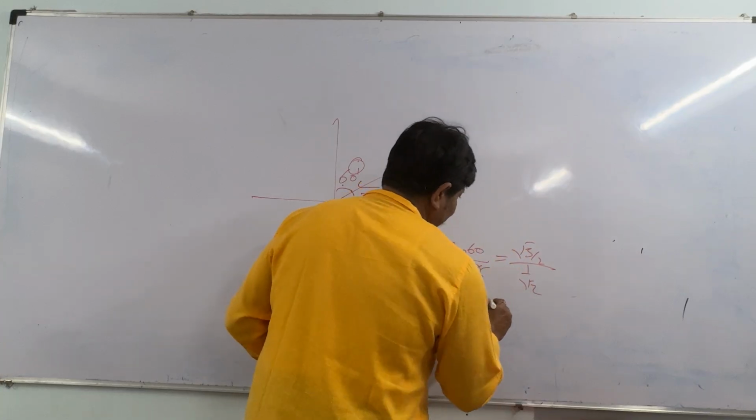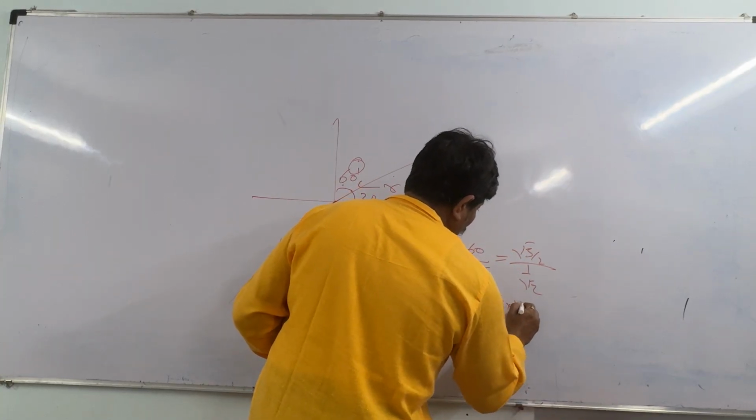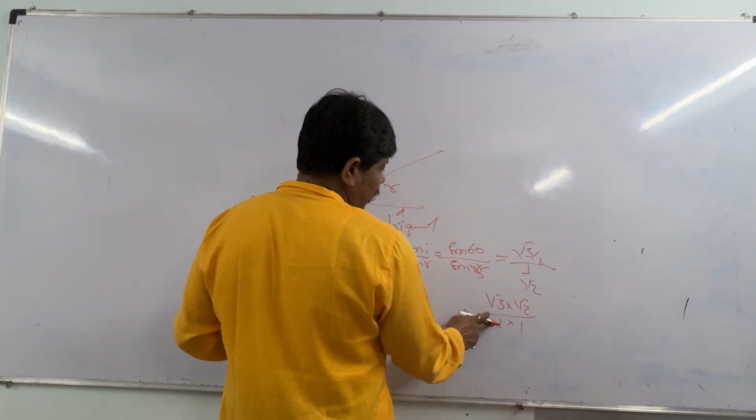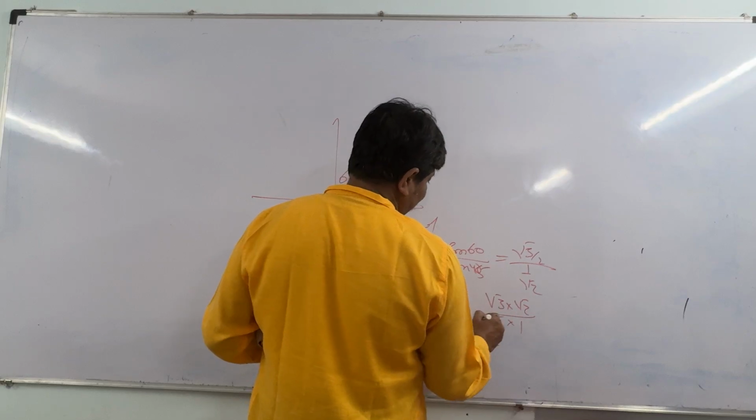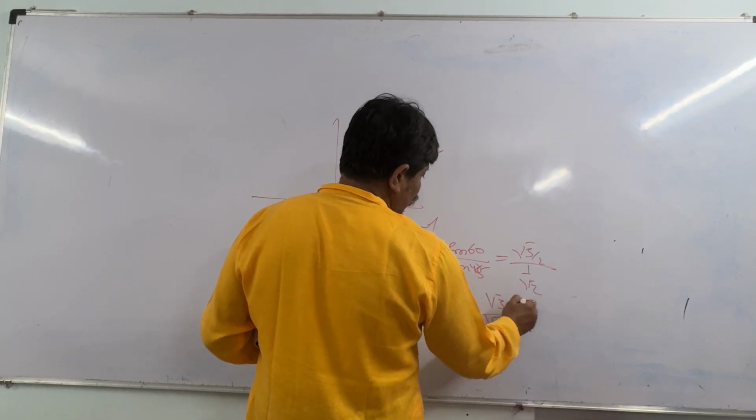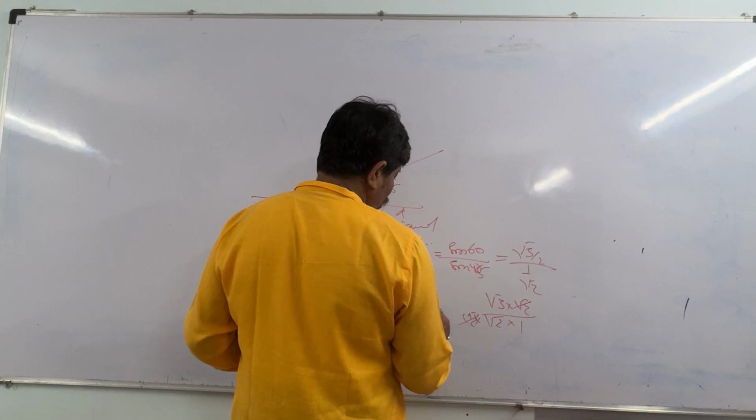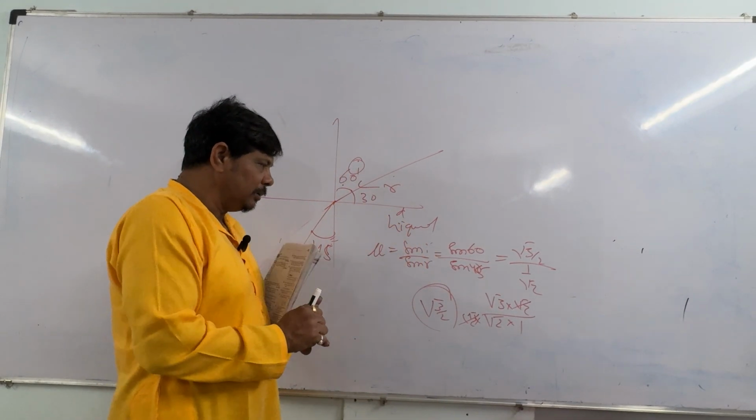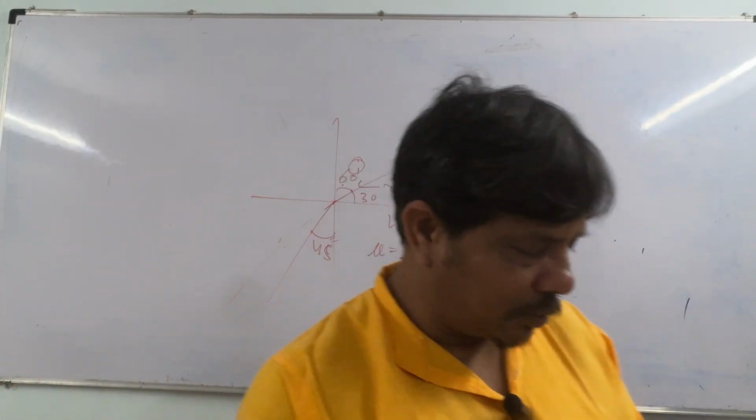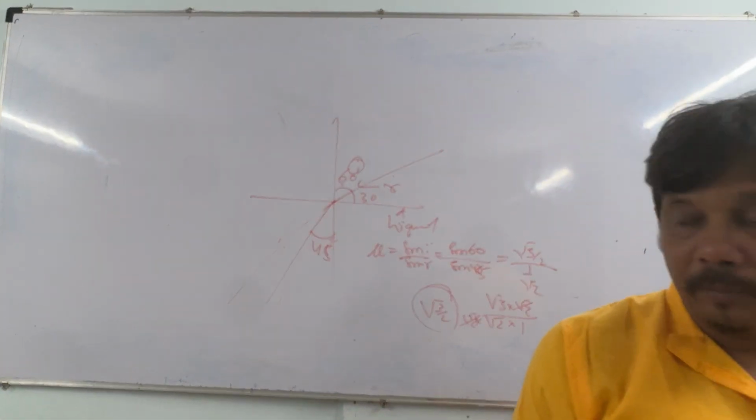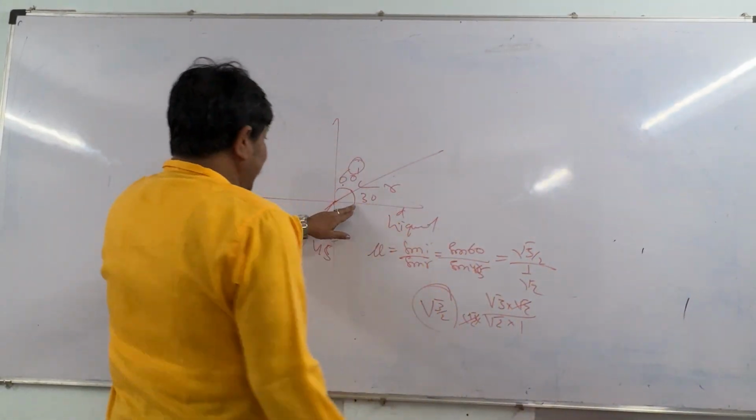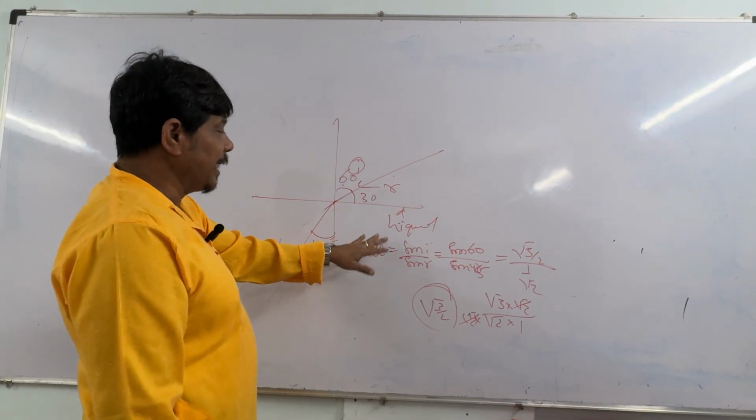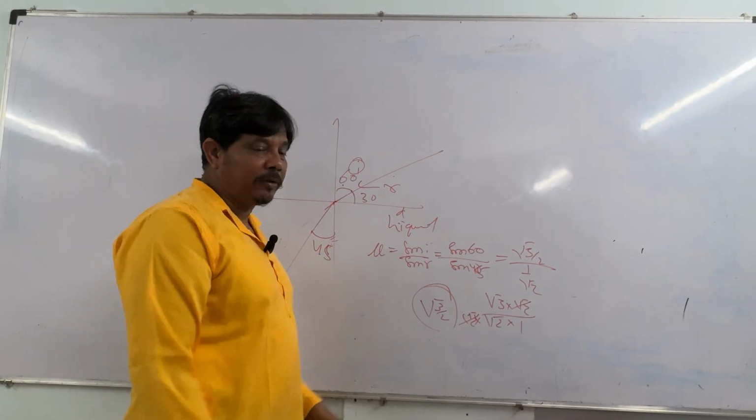Solve this, you will get root 3 into root 2 upon 2 into 1. So you can write 2 as root 2 into root 2. This root 2 will be cancelled out. You will get root 3 by 2 as the right answer. In this way, you can solve this question. This was a very easy question, but the trick is that here the angle of 30 degree is given. You have to find out the angle of incidence, 60 degree. Put sin i upon sin r, and you will get the refractive index of the medium.